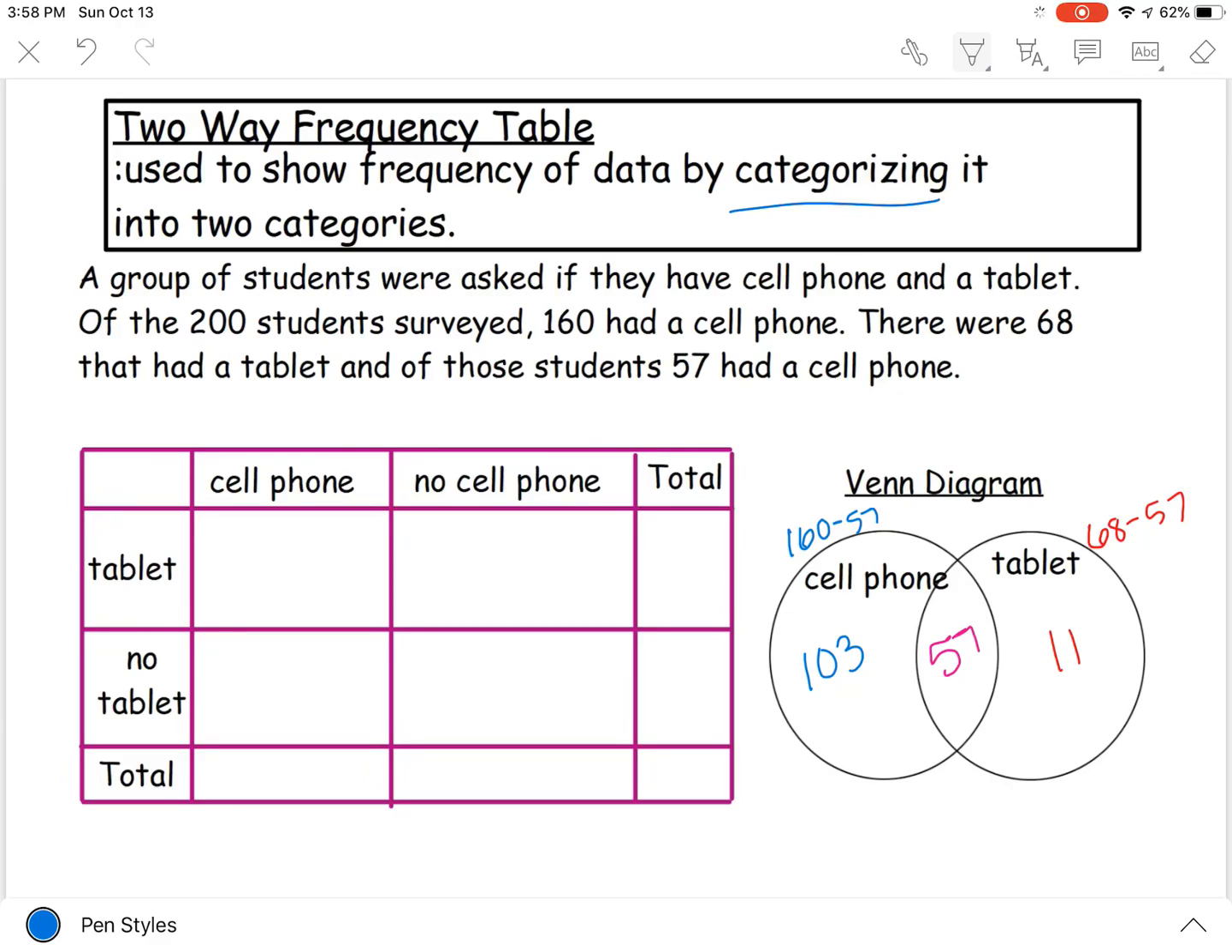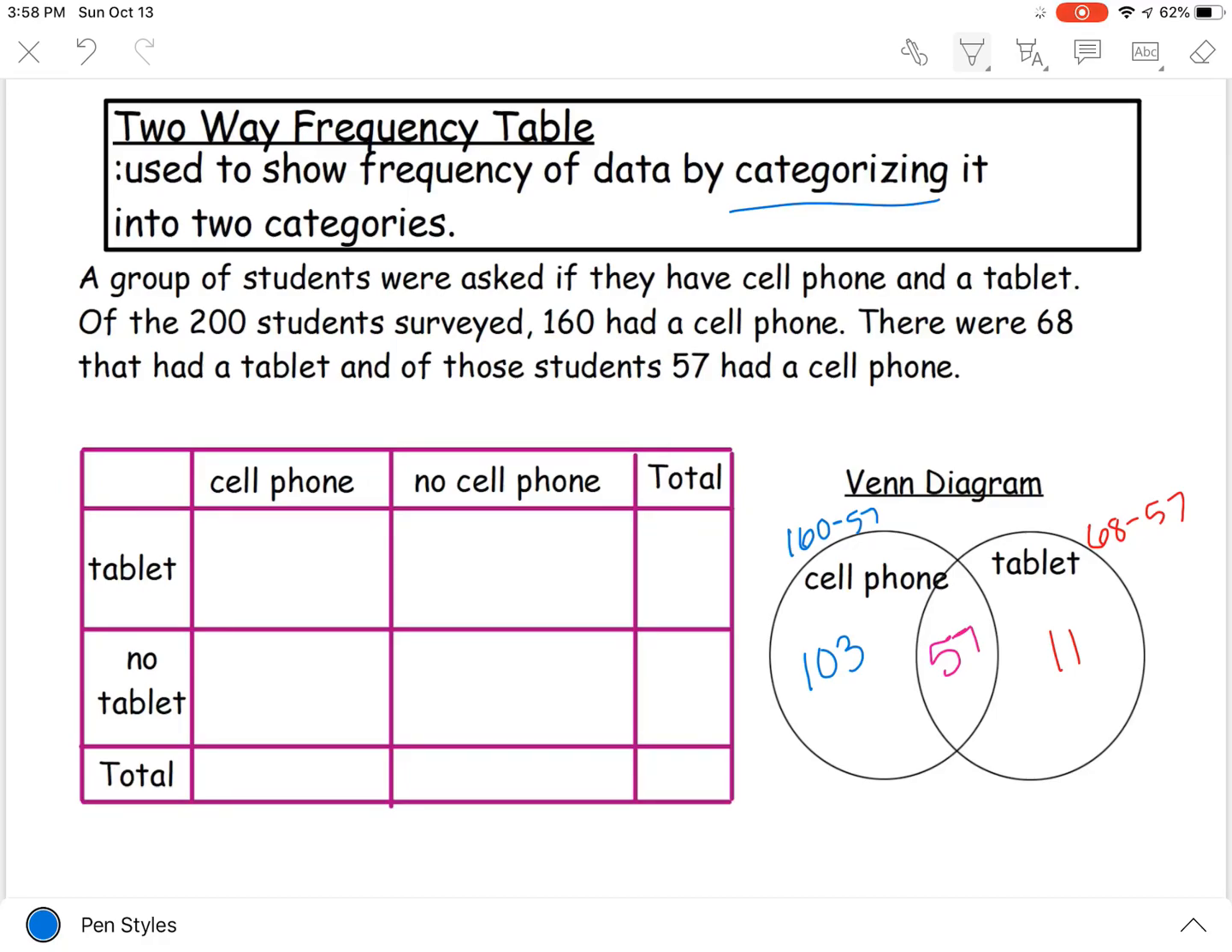So let's look at a problem. A group of students were asked if they have a cell phone and a tablet. Of the 200 students surveyed, 160 had a cell phone. There were 68 that had a tablet, and of those, 57 had a cell phone.